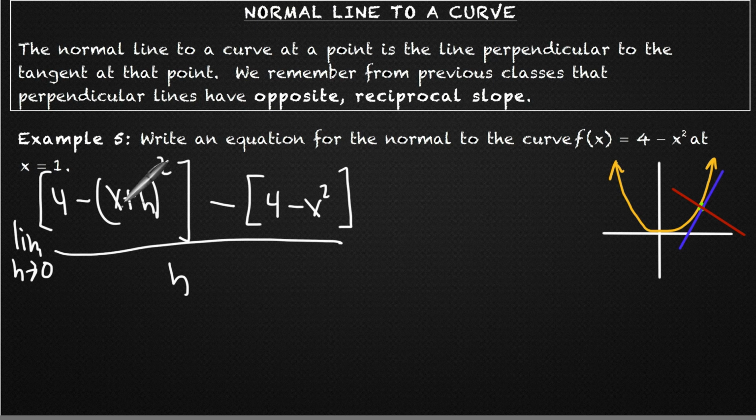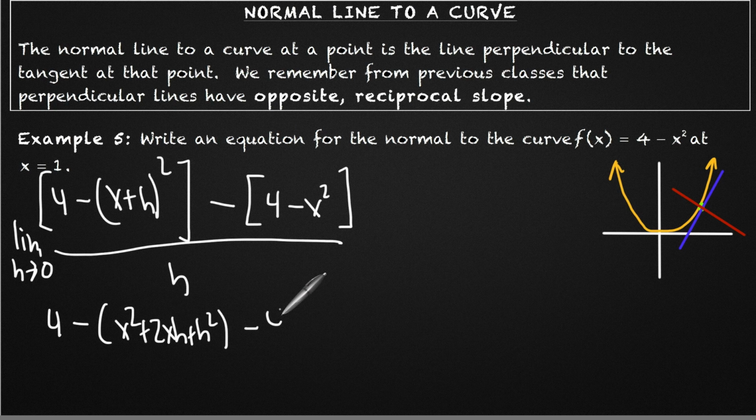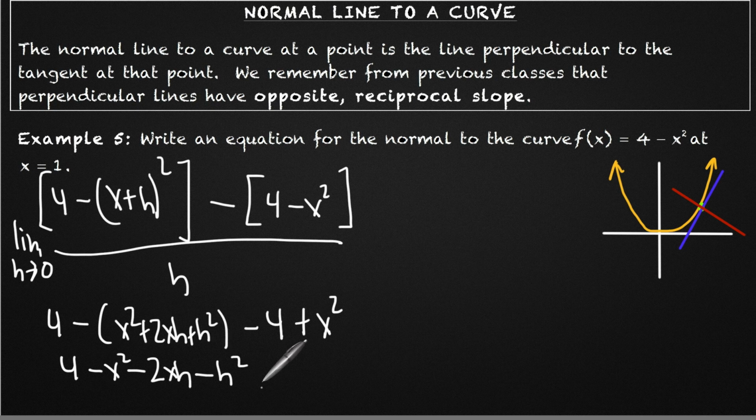Okay, so now we just need to FOIL this out. We did that earlier, so I'm going to go ahead and write that down. 4 minus x squared plus 2xh plus h squared. And I'm going to go ahead and distribute this minus into here. So it's going to be negative 4 plus x squared. And now I'm going to distribute this negative into all of these. So I'm going to end up with 4 minus x squared. You've got to be very careful with your algebra here. Very careful, because it's easy to make mistakes.